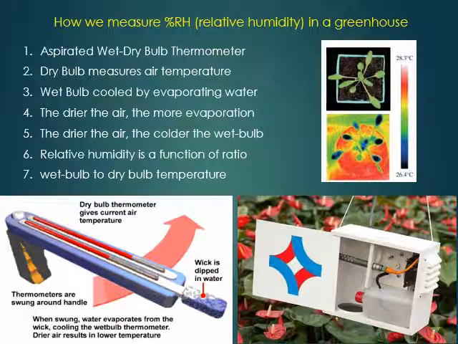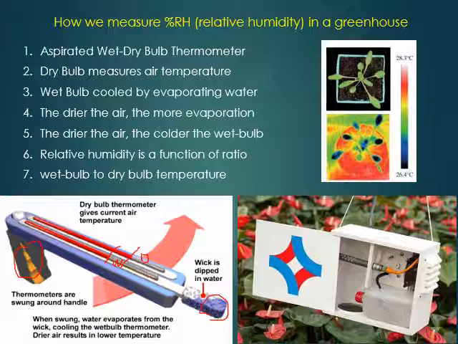There's actually handheld spinning ones. This is a hand grip here. And you dip this wick in some water and then you spin it around like a party clapper thing. And as it spins through the air, this evaporates and then you stop it and you look at your two thermometers. This one's your dry and this is your wet. And you look at the difference and you plot it on a graph and it tells you your relative humidity.